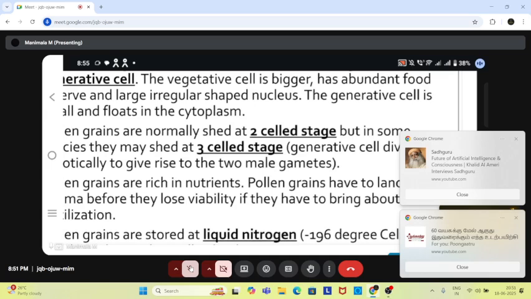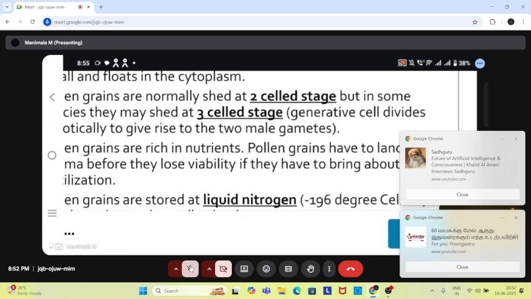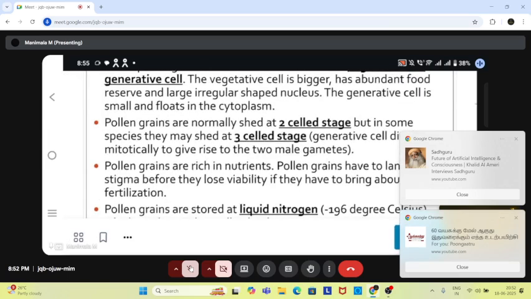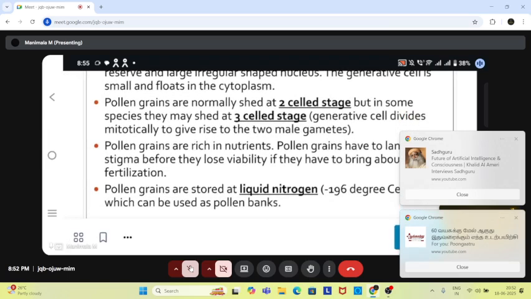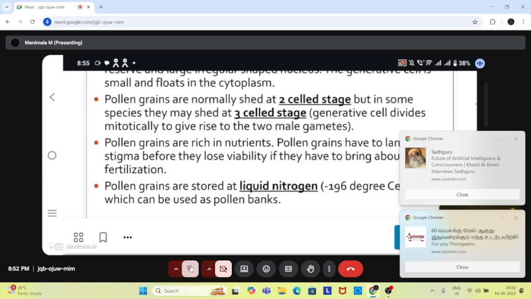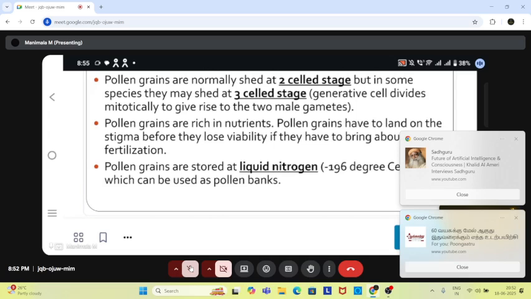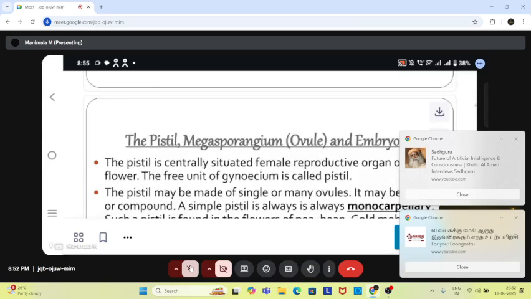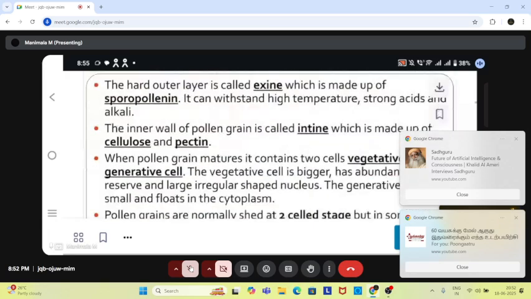Also some of the imported wheat plants are present almost everywhere. They caused pollen allergy. Due to this pollen allergy, we will get asthma and bronchitis. We have a problem with that. Pollen grains can generally be stored in liquid nitrogen at nearly minus 196 degrees Celsius, which can be used for a pollen bank.